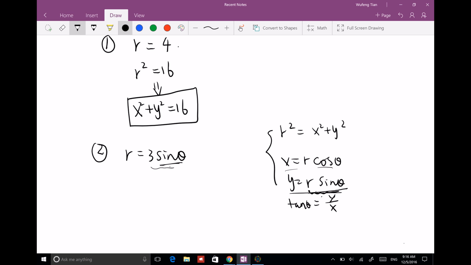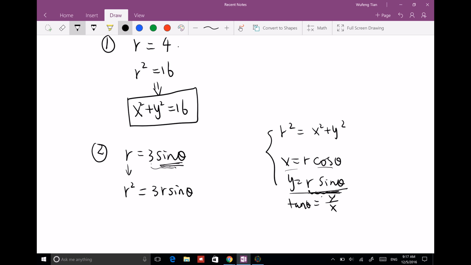Because when you compare, this one has a sine theta, but this one doesn't have an r sine theta. Don't look at the numbers. The numbers don't change the whole equation because it's a coefficient. I can multiply both sides by r. If I multiply r, I have to do the same thing to the other side. So if I multiply this one by r, it's r squared. If I multiply this one by r, it's 3r sine theta.